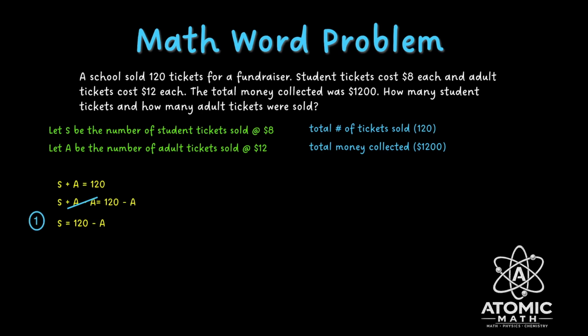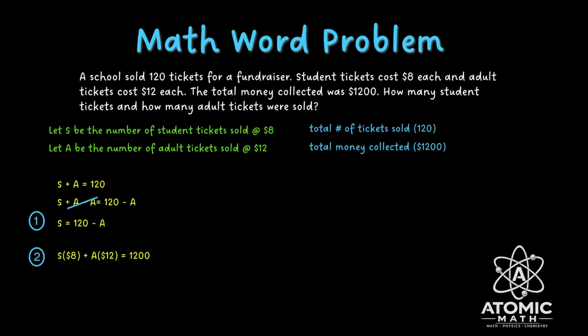Now, as we mentioned, we also know that the total money collected was $1,200. And we know the price of the student tickets and the price of the adult tickets. So we can set up this where we can say, we don't know how many student tickets were sold, but however many it was, we times that by $8, plus however many adult tickets we have, and those are going to be multiplied by $12, that's going to come together to be our $1,200 that we collected. This is going to be equation number 2.